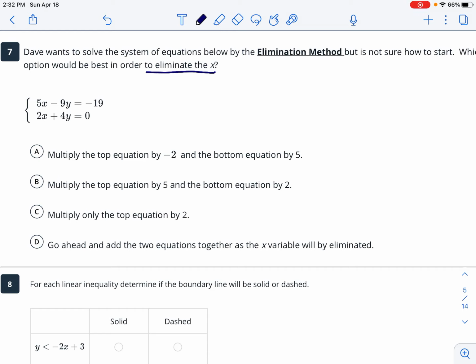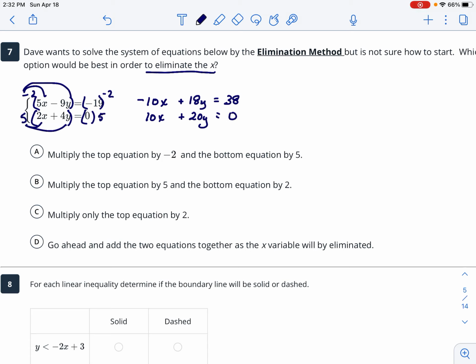Part A, I'm just going to read through them and see if it works. Part A says to multiply the top equation by negative 2. So if I do that, I would get negative 10x, positive 18y, and then positive 38. And then multiply the bottom equation by 5. Well, if I multiply this bottom equation by 5, I would get 10x plus 20y, and it would be equal to 0.